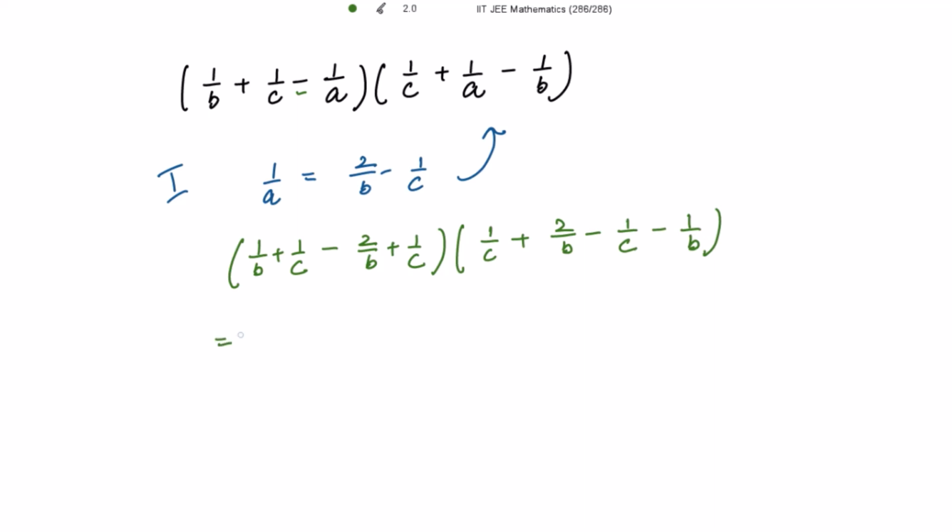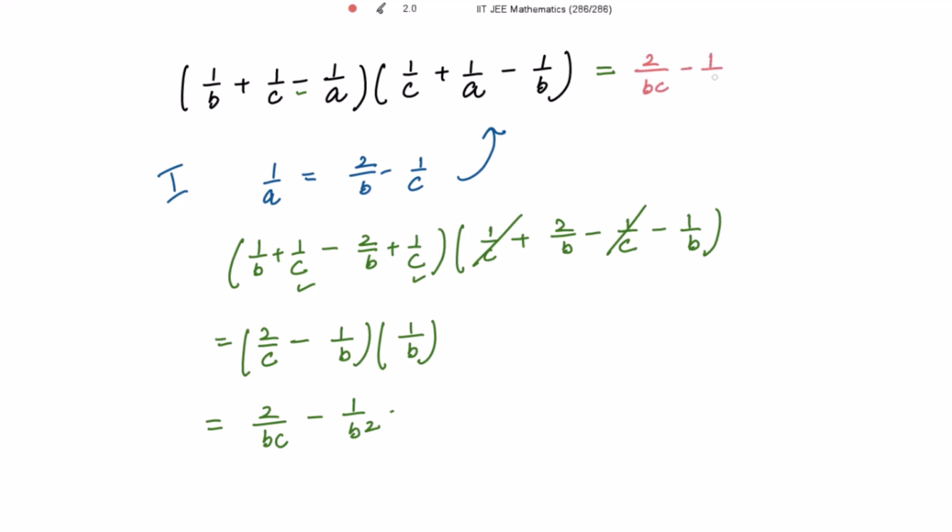So from here we get this 1 by C plus 1 by C as 2 divided by C, and 1 by B minus 2 by B, this gives minus 1 divided by B. And from the second bracket, 1 by C is cancelled out and we get 2 by B minus 1 by B as 1 by B. Solving this further, we get 2 divided by BC minus 1 divided by B square. So this is the first value we are getting by putting the value of 1 divided by A in this product. So for 1 divided by A, we are getting the value to be 2 by BC minus 1 divided by B square.